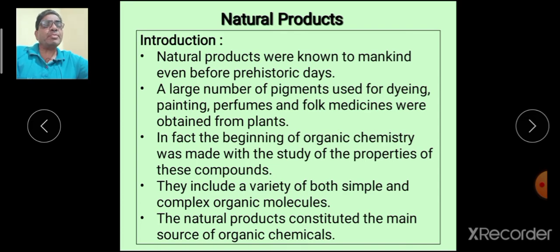A large number of pigments used for dyeing, painting, perfumes and folk medicines were obtained from the plants. These are the dyes obtained from the plants. In fact, the beginning of organic chemistry was made with the study of the properties of these natural products. They include a variety of both simple and complex organic molecules, and these products constituted the main source of organic chemicals. A number of chemicals are obtained from the natural products.